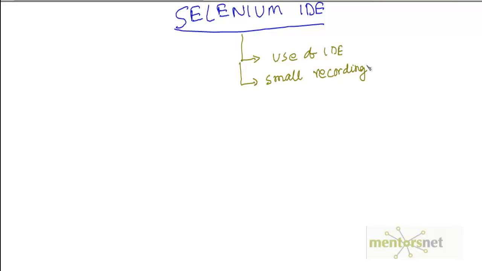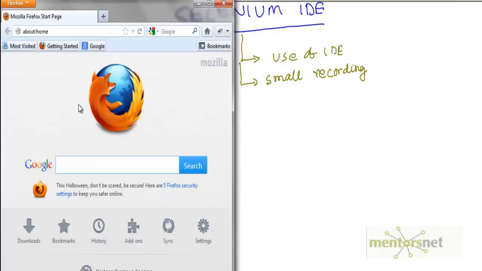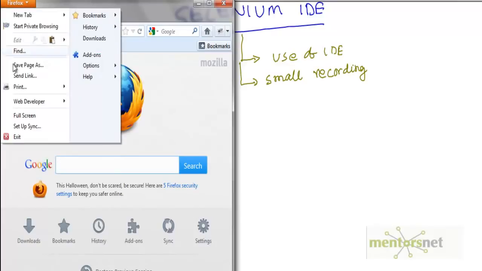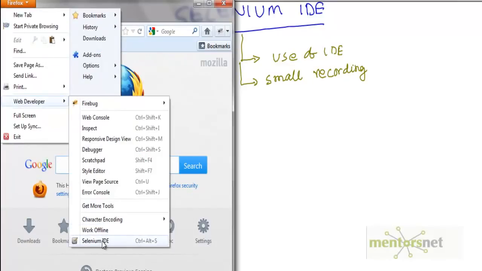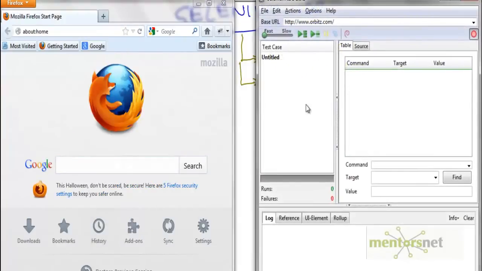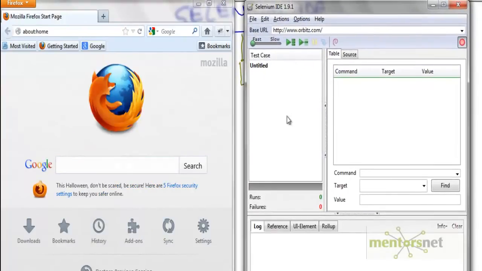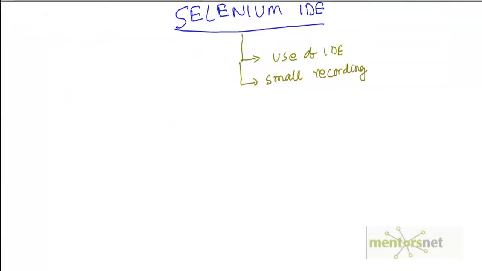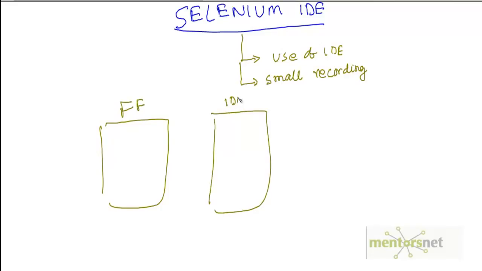Okay, so in order to do that, I want to show you a demonstration where I have to go to my Mozilla Firefox, and since I have already installed Selenium IDE, if I go to Firefox Web Developer, I should see something like Selenium IDE. So let's click on that. Right now on the right hand side, I'm showing you Selenium IDE, and on the left hand side, I'm showing you the Firefox. So essentially, you have your Firefox, and this is your IDE, Selenium IDE.